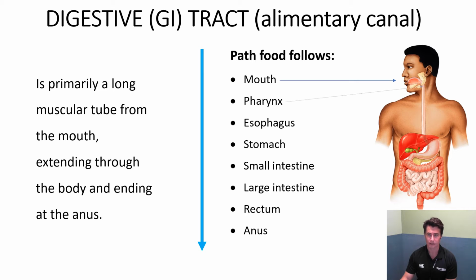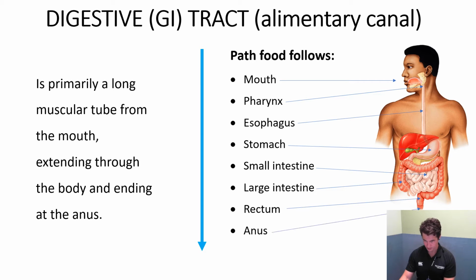Mouth, pharynx, esophagus, stomach, small intestines, large intestines, rectum, anus. Knowing these structures and being able to label them and know which order food passes is important.